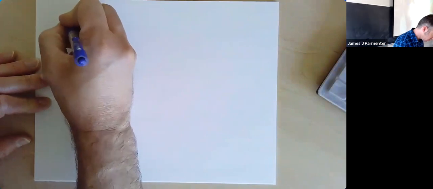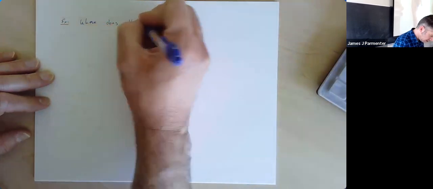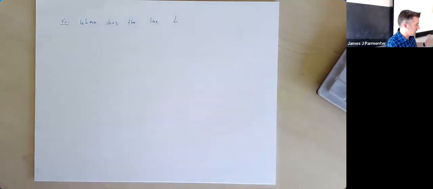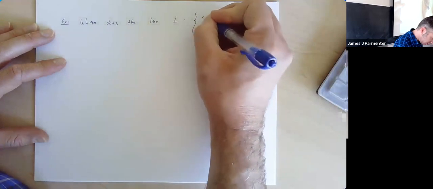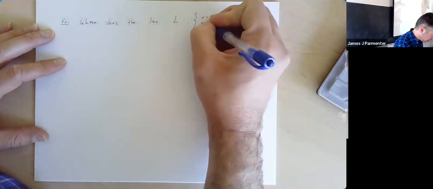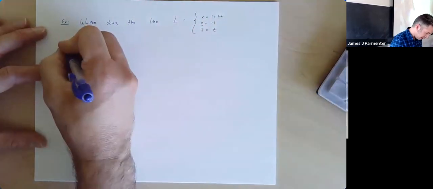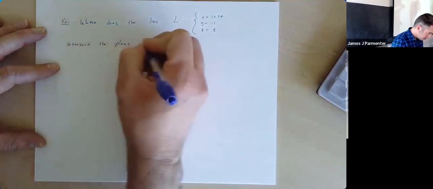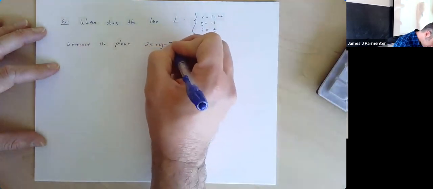So let's look at this. Where does the line, and typically for lines, we just give them a capital L, like L1 or L2 or just L. The line given by the following parametric equations: x equals 1 plus 2t, y equals -1, z equals t. Where does this line intersect the plane 2x plus y minus z equal to 5?